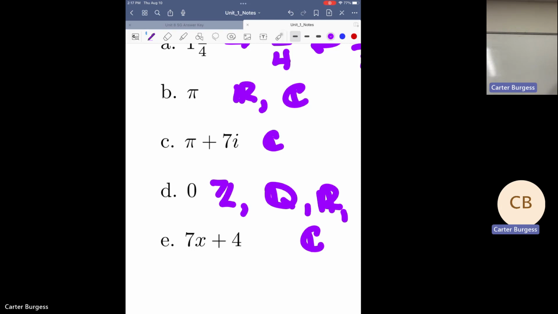Okay, what about E? I threw in an x. So what is this classification going to depend on? It's going to depend on whatever x is, right? If x is a natural number, then 7x plus 4 is definitely a natural number. If x is an integer, then 7x plus 4 is definitely an integer. If it's rational, then this is going to be rational. And so on. You could just say for this one, it depends. Whatever x is, that's going to be how it's characterized. But it is definitely complex, 100%.